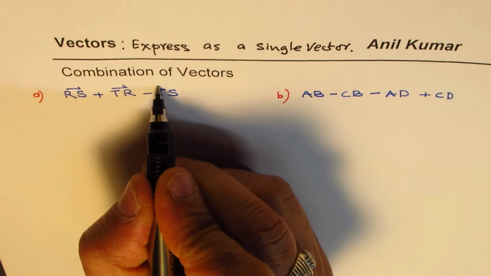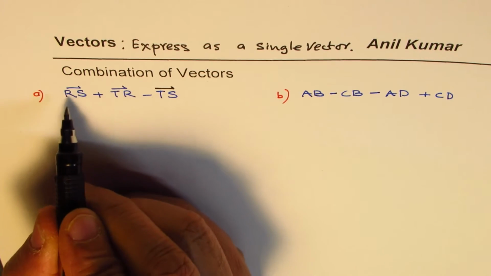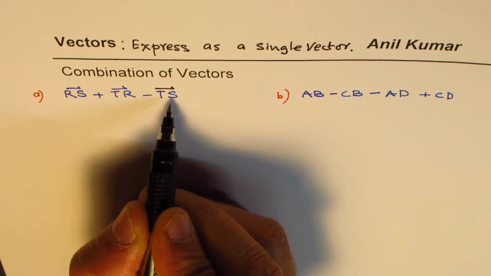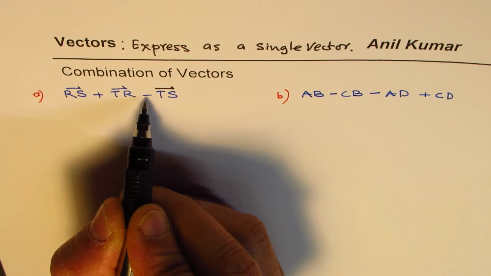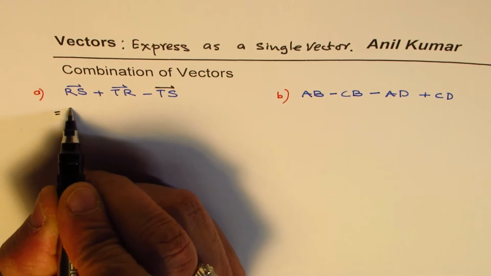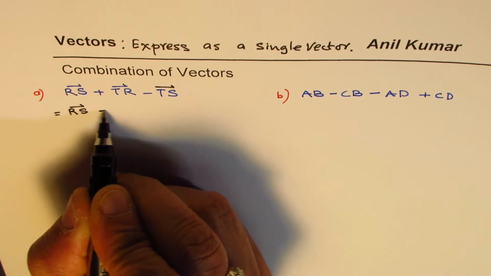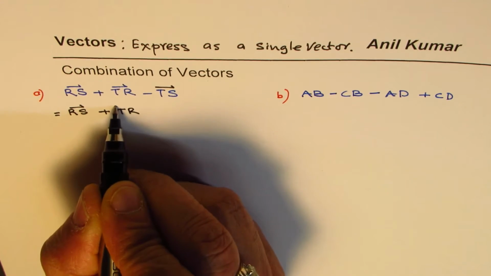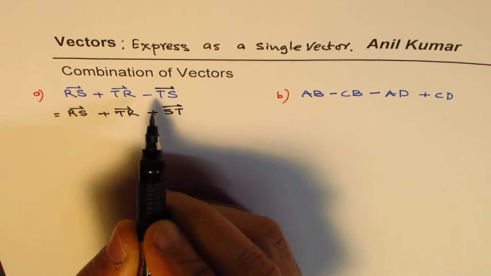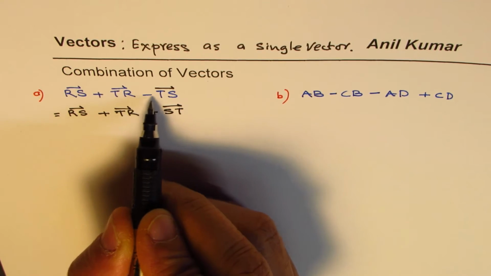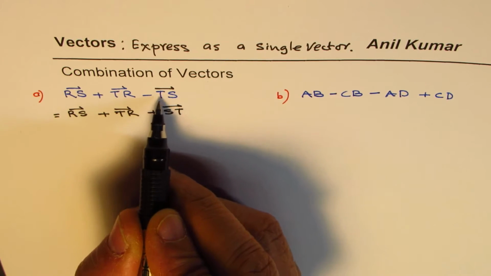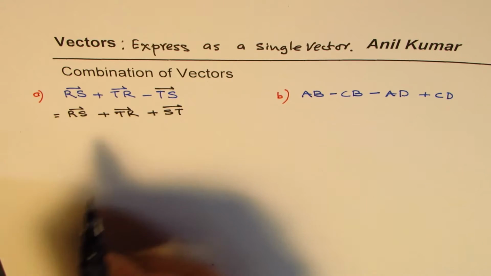Now if I have to combine these vectors, RS plus TR minus TS, the first step is wherever we have something negative, make it positive and reverse the direction. So this could be written as RS plus TR plus ST, right? So that is the first step. So in first step, you should make all negatives as positive by reversing the direction, right? So negative of TS is positive of ST, right?